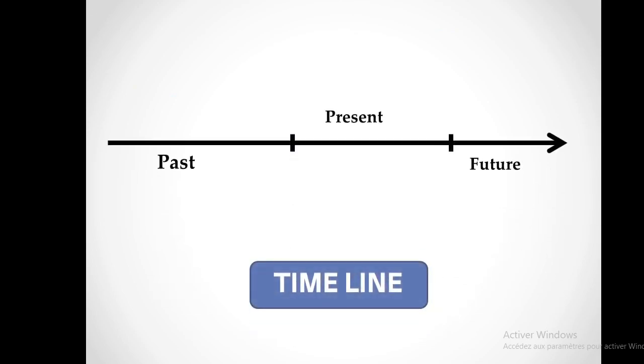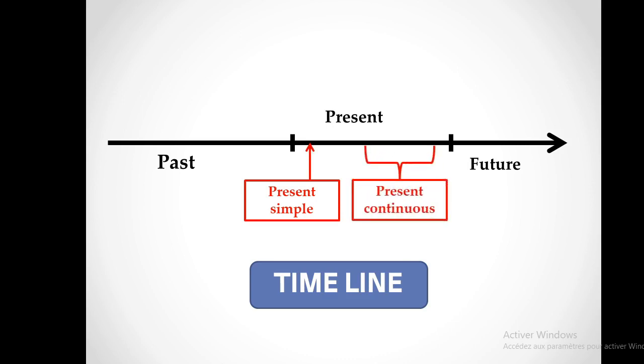So let's take a look at this timeline. Here we have the past, the present, and the future. Now we are going to put every tense you have studied in its place. So let's start with number 1, which is the present simple. As you can see, the present simple expresses an action that happens in the present. Number 2 is the present continuous. Present continuous expresses an action that continued. It took time in the present.